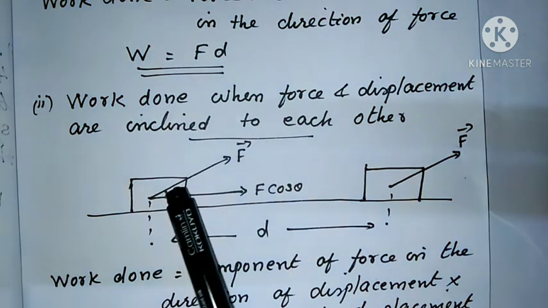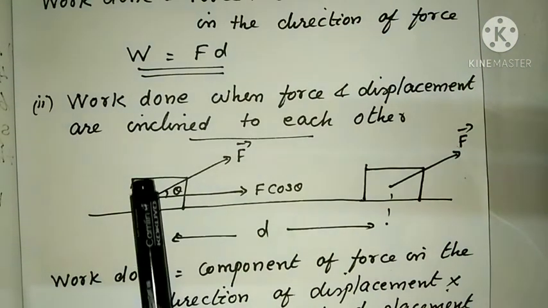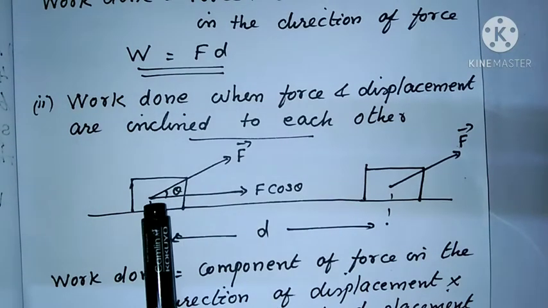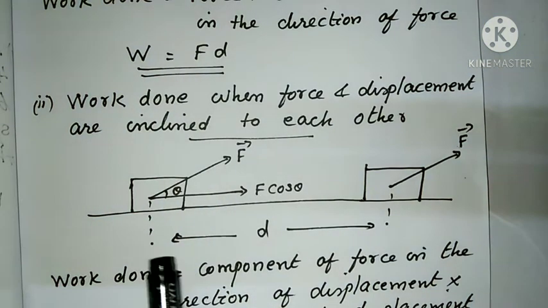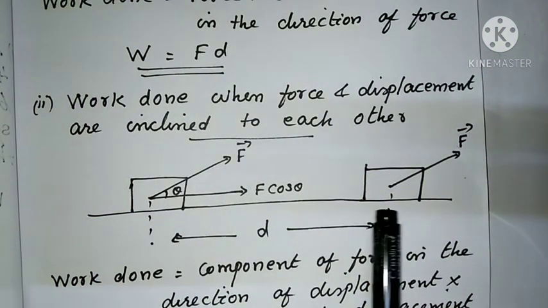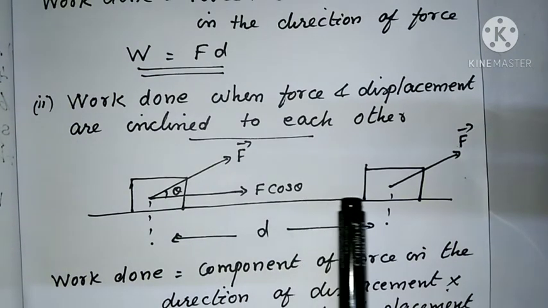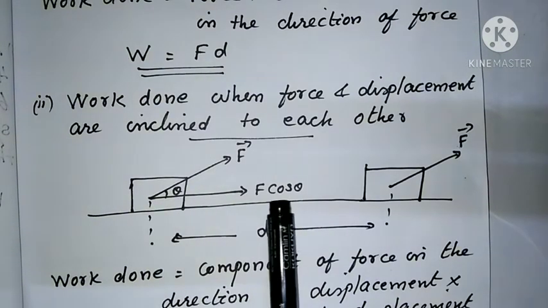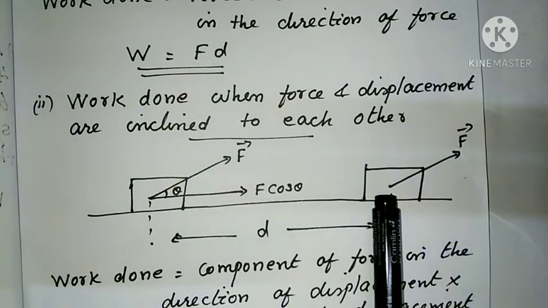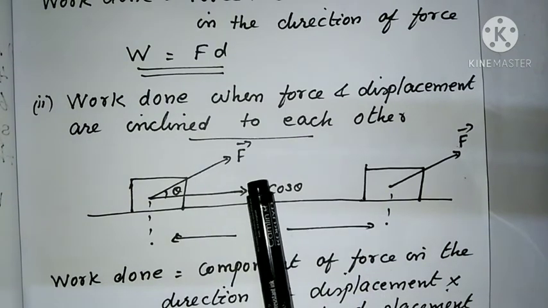This force splits up into two components. One is the horizontal component and another is the vertical component. The horizontal component is F cos theta and the vertical component is F sin theta. When the body moves through a displacement d and reaches here, the body moves in the direction of the component of force, F cos theta, and moves through a displacement d. Clear? So in this case, what is the work done?